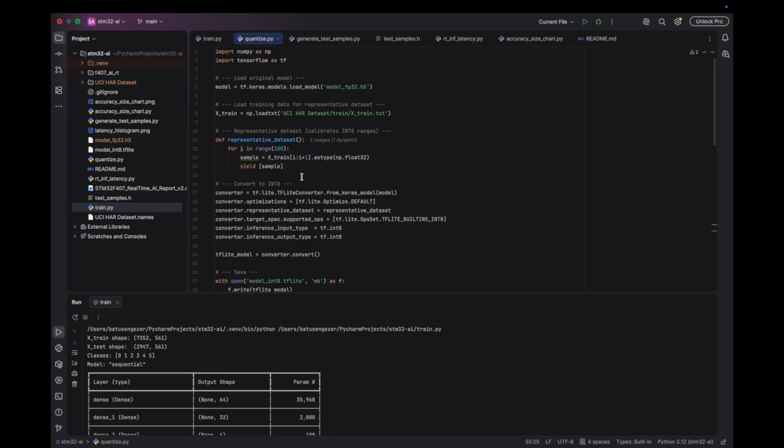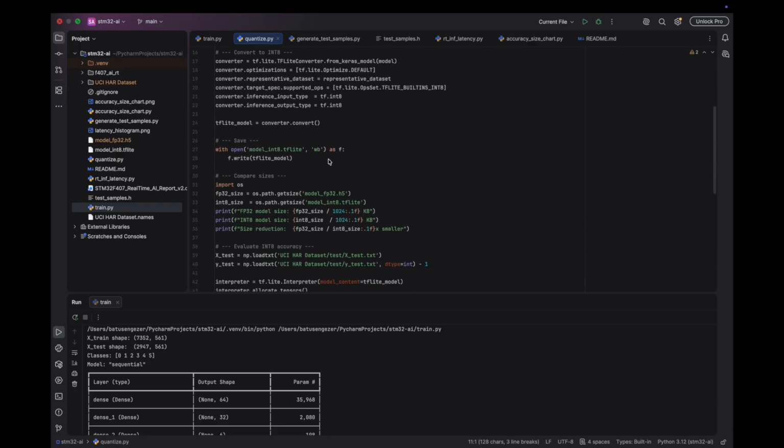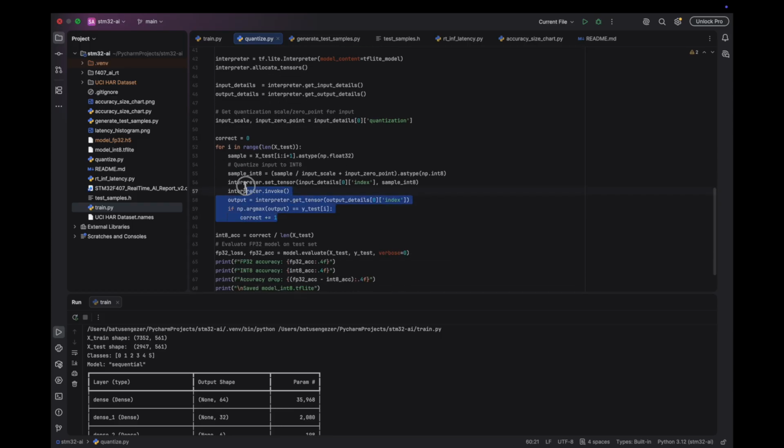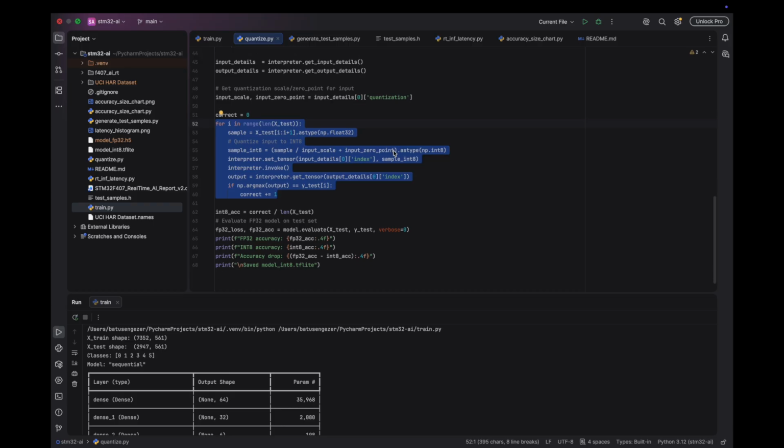I use TensorFlow Lite's full integer quantization. The key part here is calibration. I feed 100 real training samples through the model, so the converter can measure the actual range of values in each layer and pick the right scale factors. If you get that wrong, you lose accuracy, and if you get it right, you barely lose anything. And that's what happened in my case.